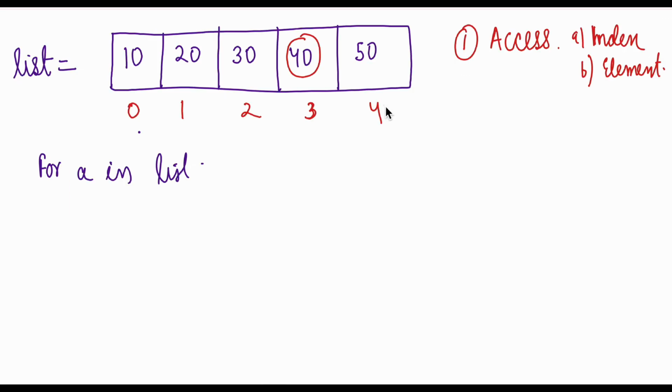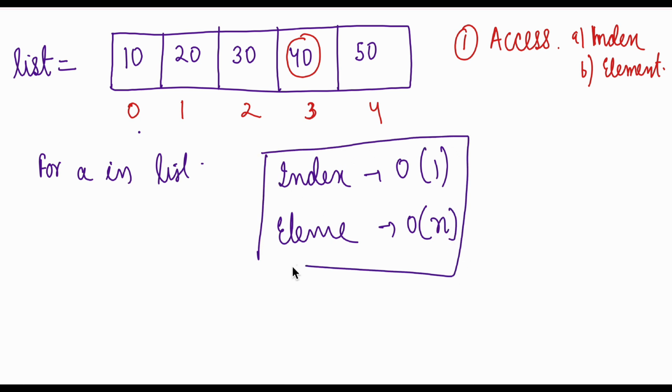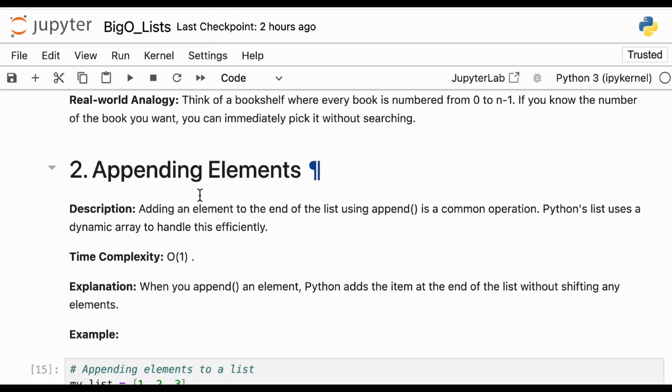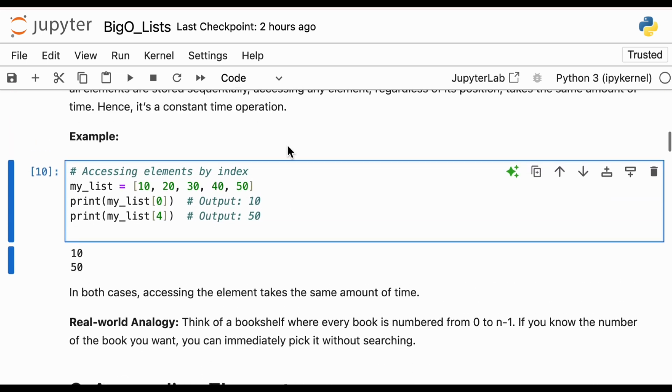Okay, so whenever you have to access an element by an index, that is called O(1). And when you have to access an element by element name, then it is O(n). So remember this particular thing. We will be using this extensively. I have mentioned all these details in the Python book which is present here, but I just want to ensure that you guys understand the concept.